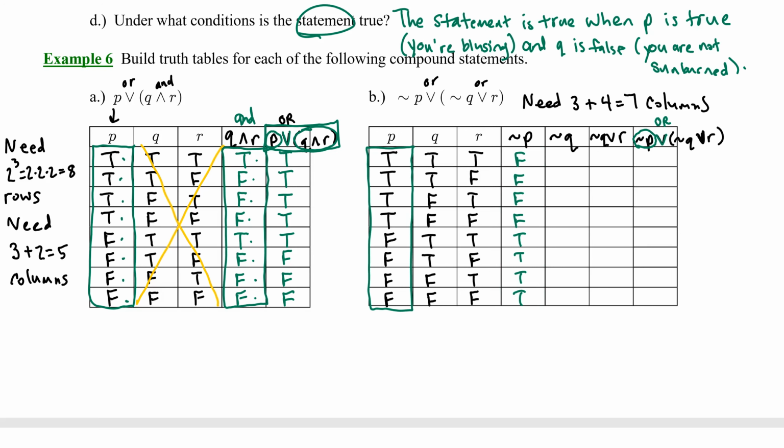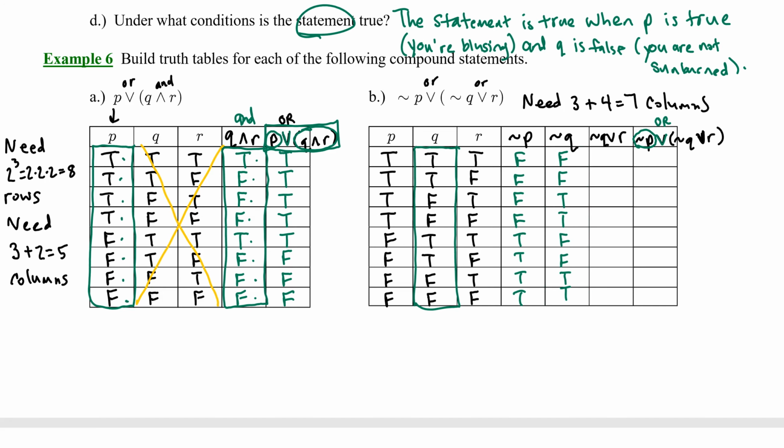The next column, good news, it is also a negation. So to get the truth value for not Q, I'm just going to be looking at the truth value for Q and reversing everything. Looking at column Q, we have 2 T's and 2 F's. I'm just going to reverse that for not Q. We're going to have 2 F's and 2 T's, 2 F's and 2 T's.